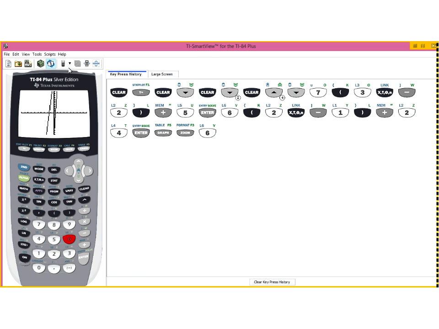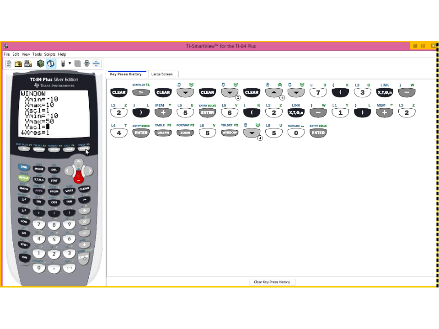Okay, so I see these graphs. It looks like it's going to intersect above the window. So I hit window. I'm going to go to my Y maximum and I'm going to make it bigger. And I don't know how much bigger it needs to be. I'm just going to hit 50. All right, now I can't really see my graphs. So up here is where I think the intersection is going to be.